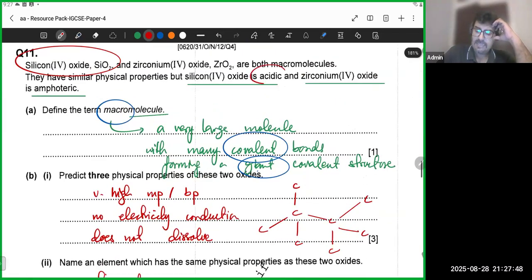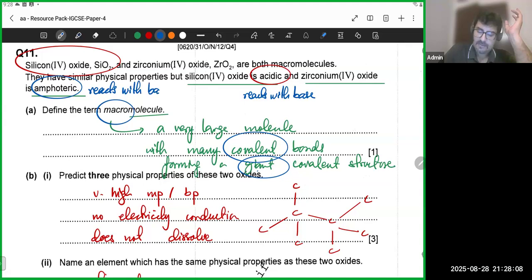So remember, if something is acidic, that means it will only react with a base. If something is amphoteric, that means it reacts with what? It reacts with base and with acid. It's going to react with both of them. So the question was, find a substance that reacts with both of them. So that's going to be a base because the base reacts with the acidic silicon oxide. The base also reacts with the amphoteric one as well.